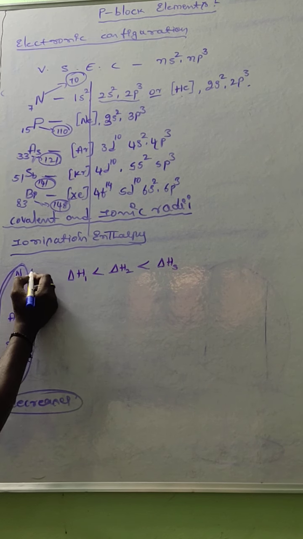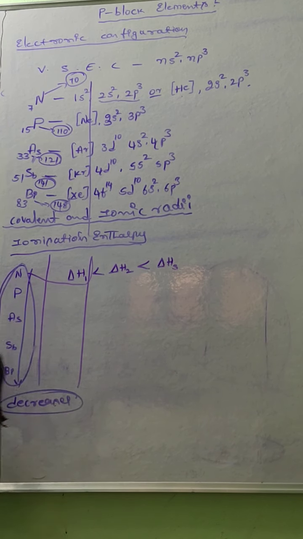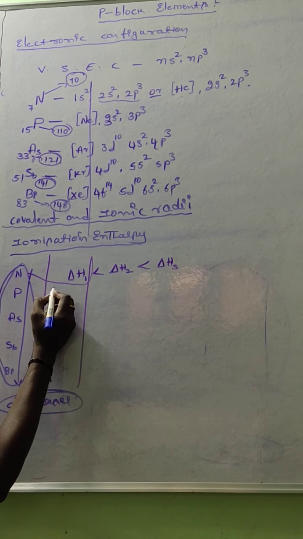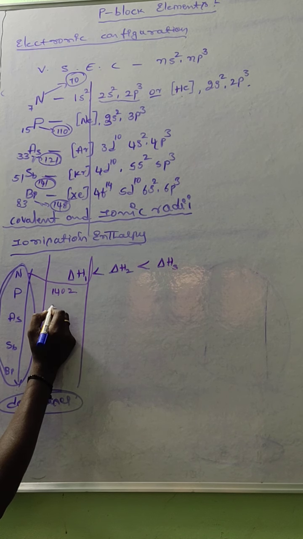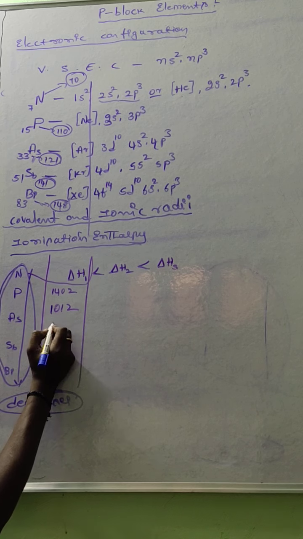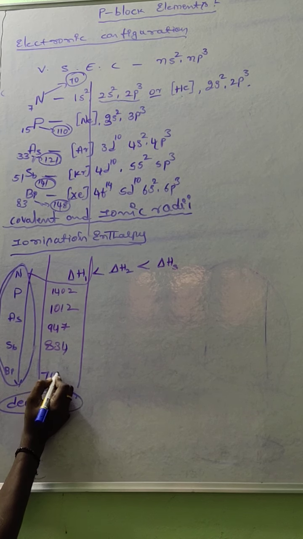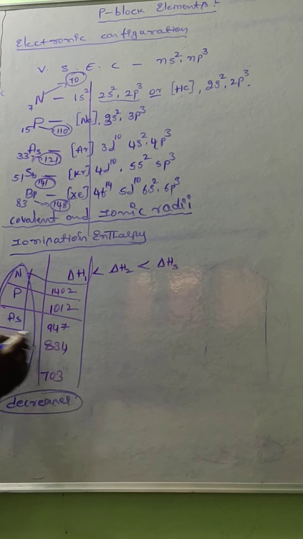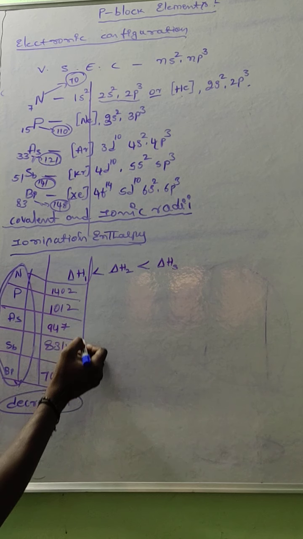First ionization enthalpy of these elements. How do we indicate the first ionization enthalpy of these elements? Observe: the first ionization enthalpy of nitrogen is 1402, phosphorus is 1002, then 947, 834, and 703. These are the first ionization enthalpies of nitrogen, phosphorus, arsenic, antimony, and bismuth. As we go down, the first ionization enthalpy decreases.